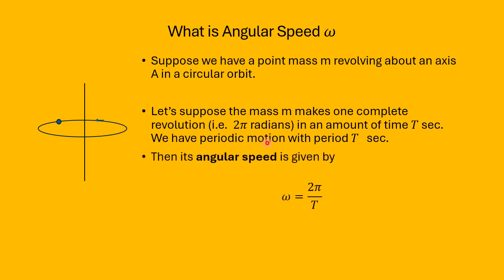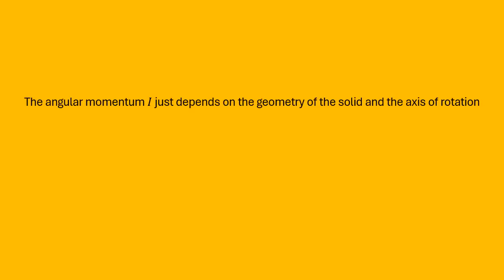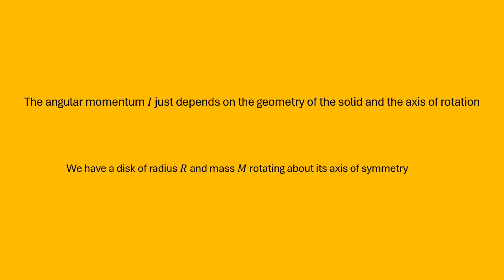But we can also say that its angular speed is given by omega equals 2 pi over t. You go through 2 pi radians in t seconds, so the angular speed measured in radians per second would be 2 pi over t. The moment of inertia I just depends on the geometry of the solid and the chosen axis of rotation. In our particular case, we have a circular disk of radius r and mass m, rotating about its axis of symmetry.